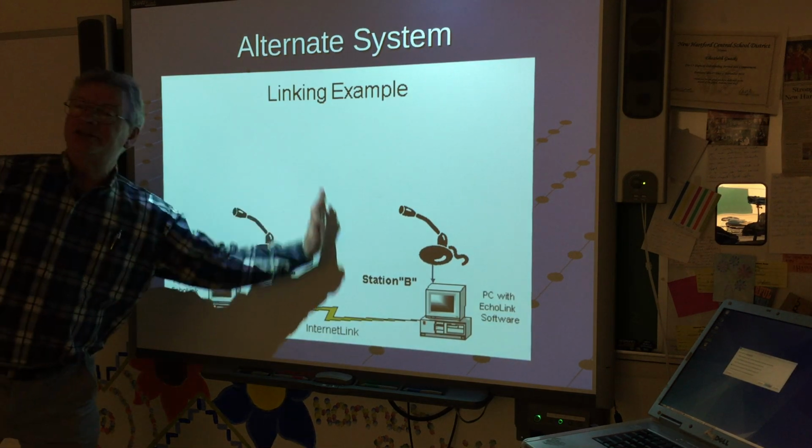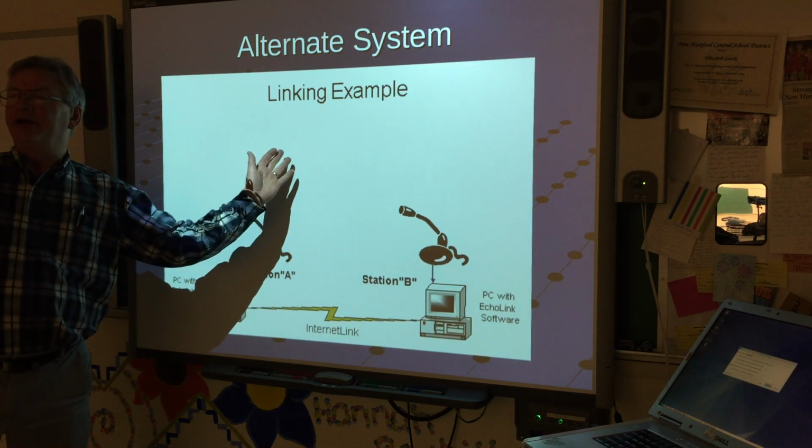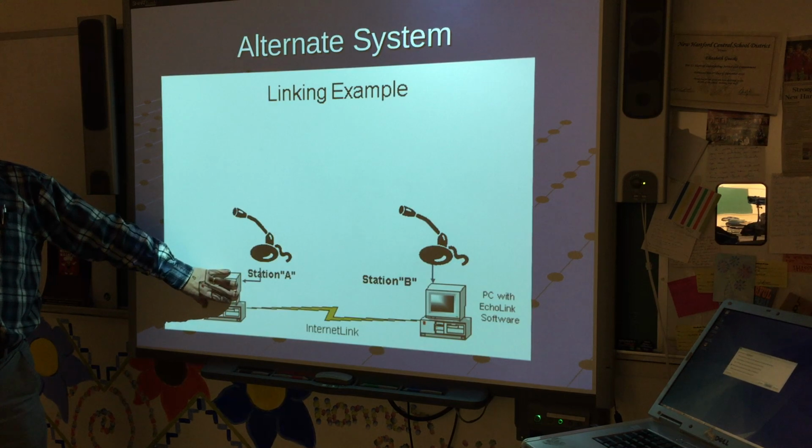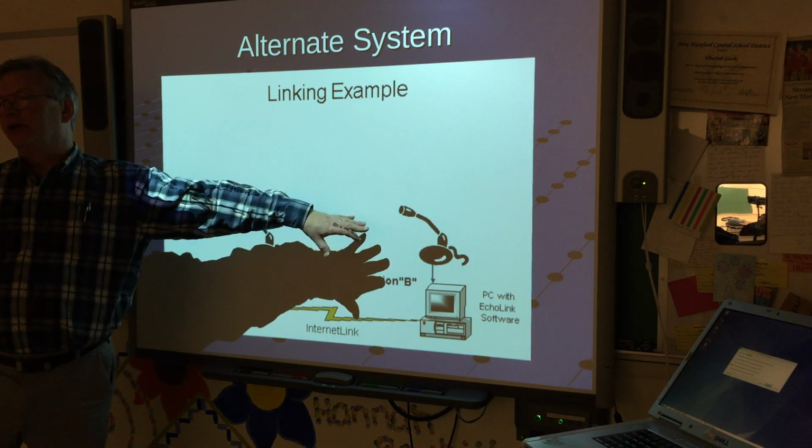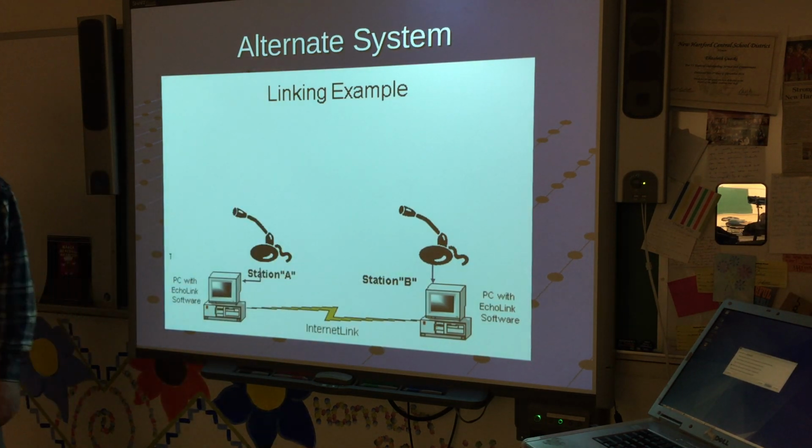Now, if we divide this diagram in half and go back to the other diagram, somebody that's configured this way can talk to a repeater on the other side.